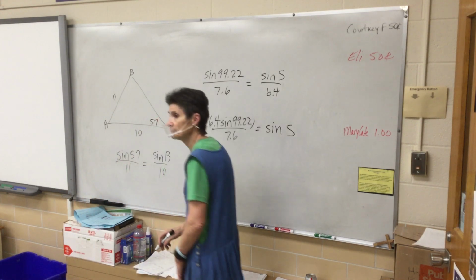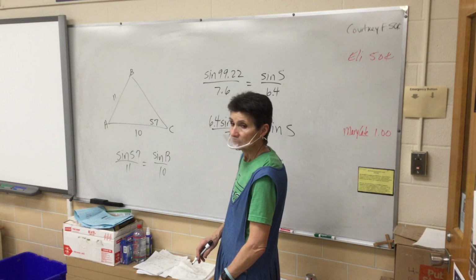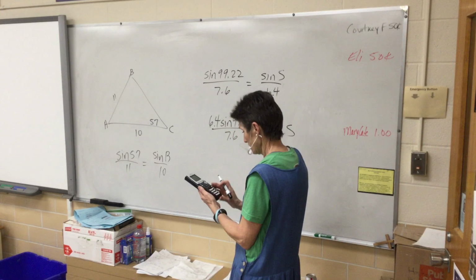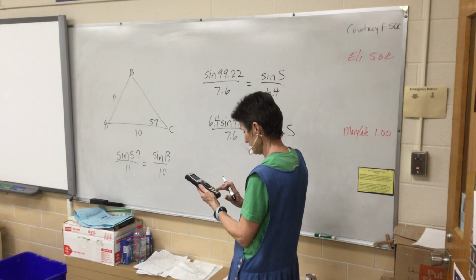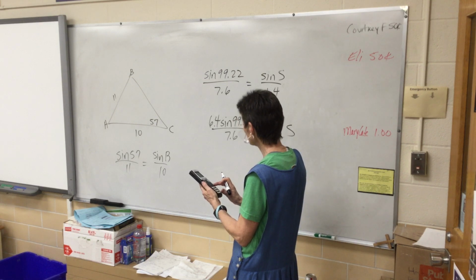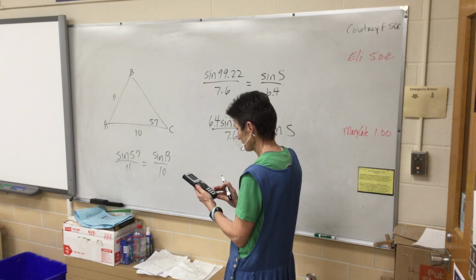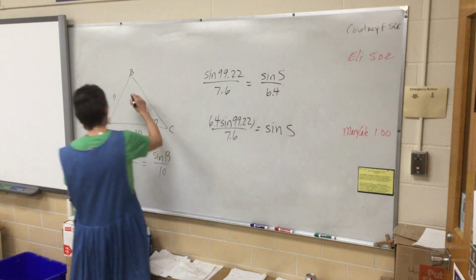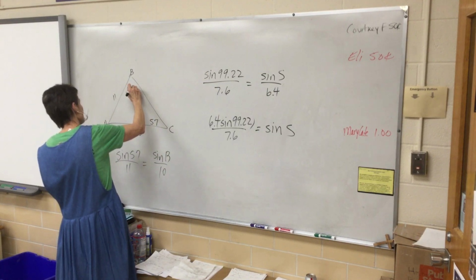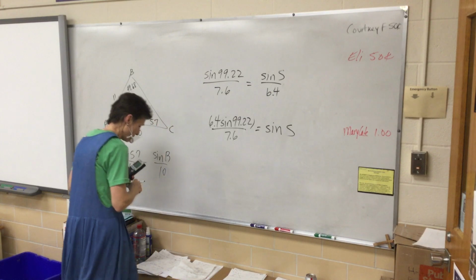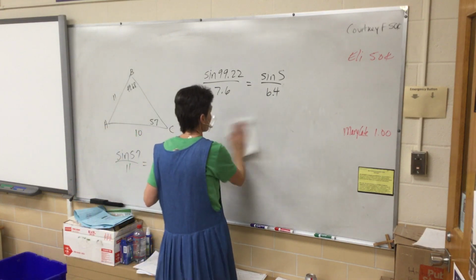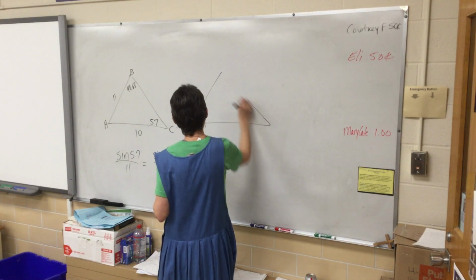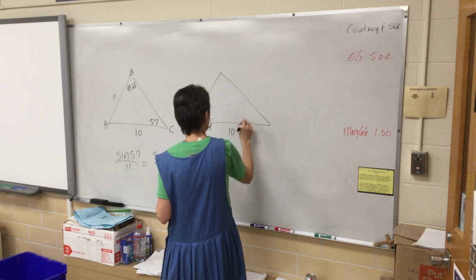Is that the way you would start? Second sine, 10 sine 57 divided by 11. I got an answer, did you? Yeah, so this angle B is 49.68. So that means I need to check to see if there's going to be another angle B. Does everybody understand why I'm doing this check? Because of the given, right?